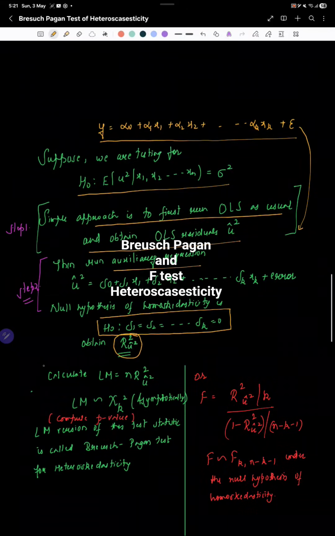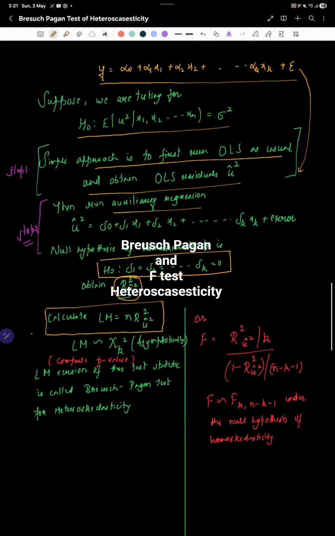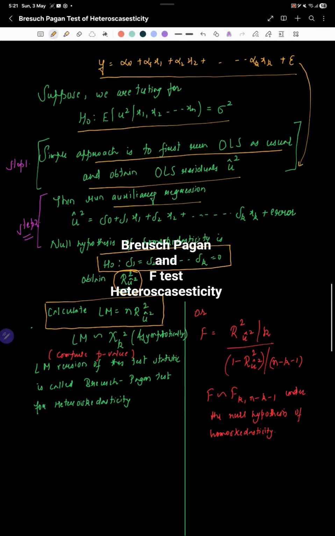Then calculate the LM stat in this form, and then check it in the chi-square table, and this LM is chi-square distributed with k degrees of freedom. If the p-value is very small, then you say that the null hypothesis is rejected. If the p-value is large, then you say that we fail to reject the null hypothesis.